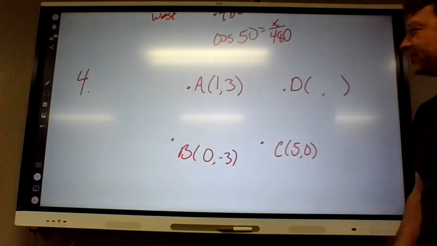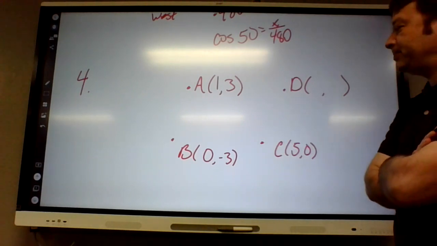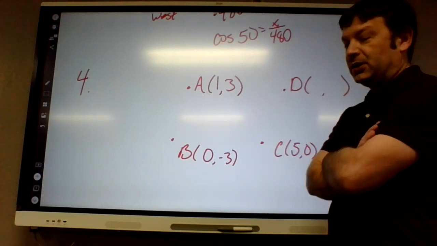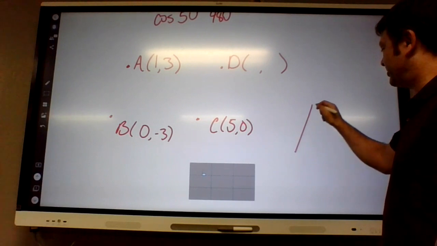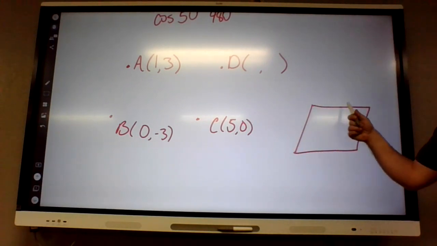So we're supposed to figure out the coordinates for D that will make this a parallelogram. That's not a parallelogram. Well, there's only 3 points that we know, but we have to choose D such that it'll make a parallelogram. Now, here's the thing about parallelograms: the opposite sides are parallel and they're the same length, right?